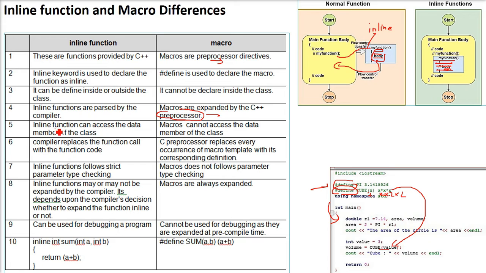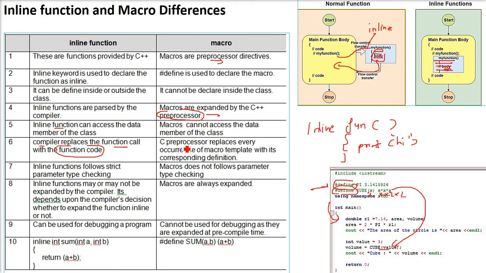An inline function is just a normal function. It can access the data members of the class. For example, say you have a function that prints, say, any code you can take. This I'm giving as a C example. You say print hi. This will work as a normal function. You make it inline, so whenever you call this function, this print hi will be embedded here. It's just a normal function that can access the data members of the class. Macros cannot access them. With an inline function, the compiler replaces the function call with the function code, as I was suggesting.